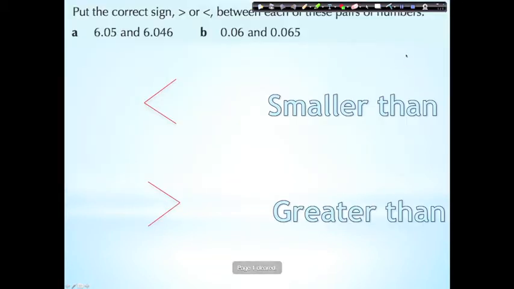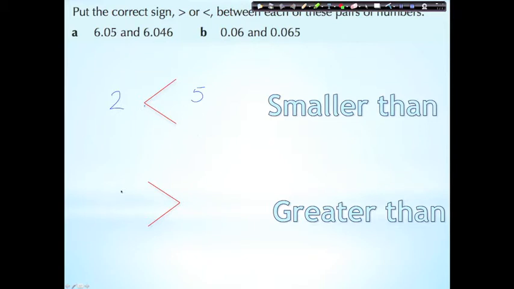Okay, we need to know these two symbols. Okay, the question says put the correct sign between each of these pairs of numbers. Okay, so we've got two symbols here. This top one means smaller than. So the number on this side here, for example, if I put 2, 2 is smaller than 5. Okay, so the side with the pointy part is going to be your smallest number. And then the side where it's open is going to have your biggest number. Okay, so this one, 2 is smaller than 5.